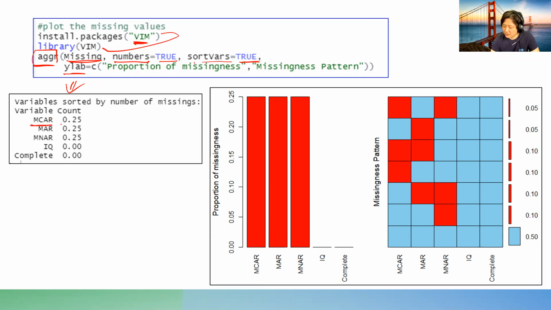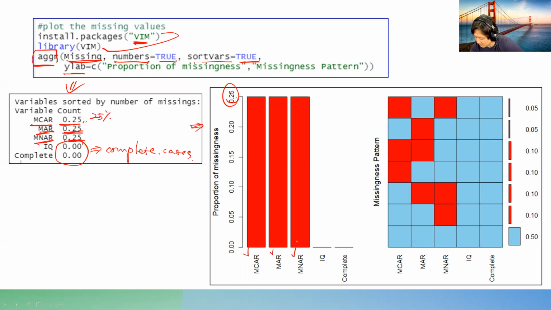First, MCAR and then 0.25. This is not a frequency. This is proportion information. Okay, so 25% of the MCAR data is missing. And MAR is another 25%. This is another 25%, and these are 0%. They are all complete cases, right? And then it also produced a graphical presentation, so it's much easier to read, right? 25%. So MCAR, MAR, MNAR, they all have 25% missing. And then IQ, and this one has no missing.